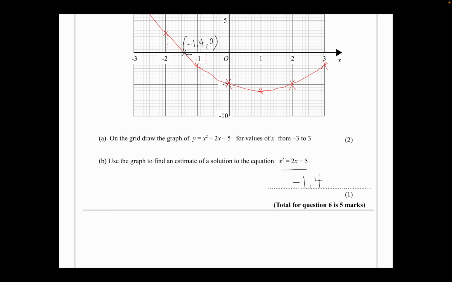Remember, there's another proper way of finding out the value. The proper way of doing this is by factorizing. Remember to use the factorizing method if you want to find out the proper solution, the x value. Just to confirm it, this is doing it without the graph.